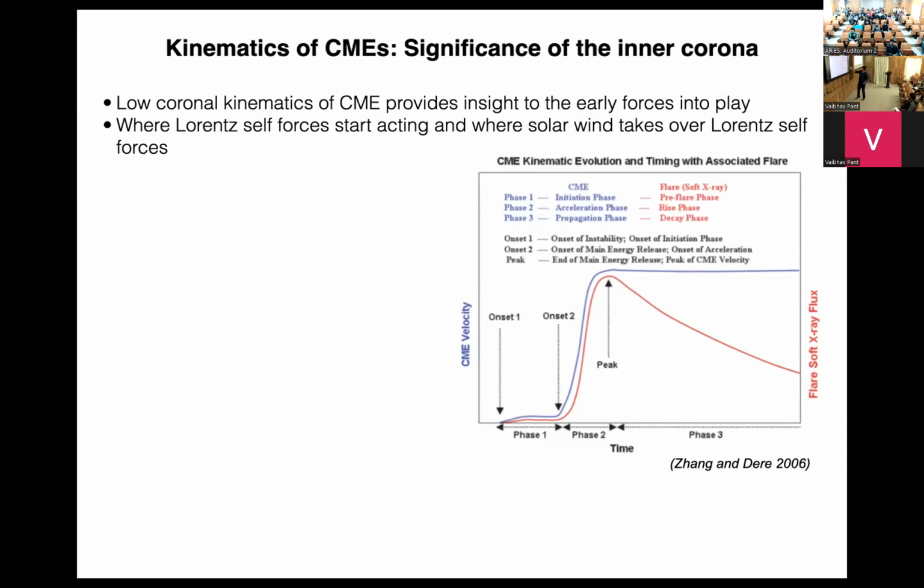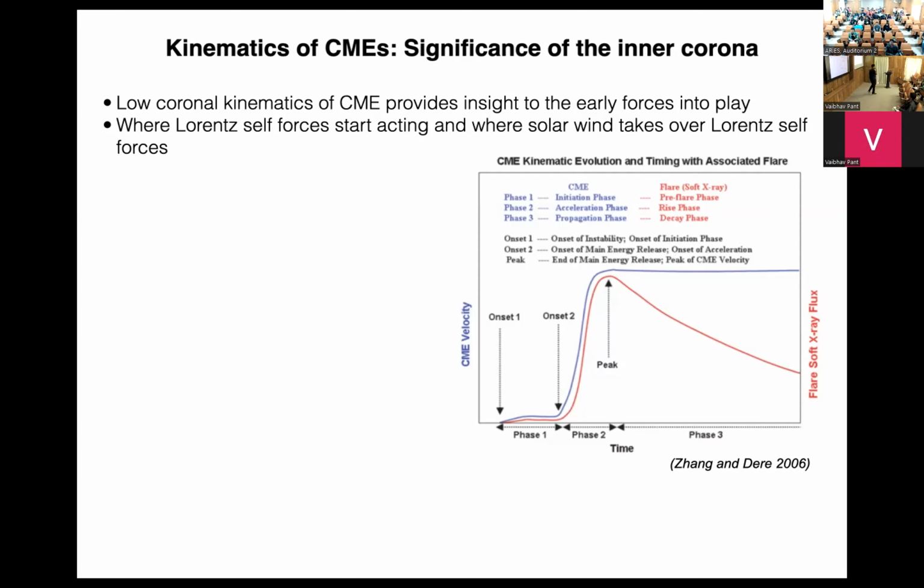Usually they are correlated, not very well, but for some CMEs they are very well correlated. They have shown that the X-ray flux has different stages: a slow rise, then a fast rise, and then a decaying phase. Similarly, the CME velocities have different stages: onset, slow rise, fast rise, and then the speeds become more or less constant.